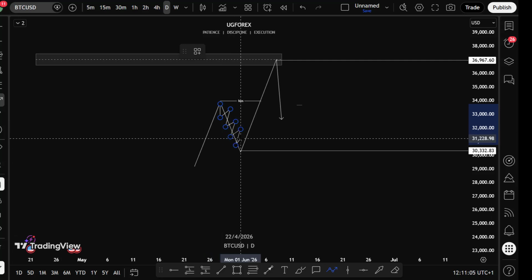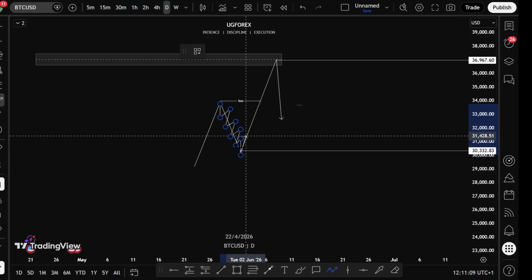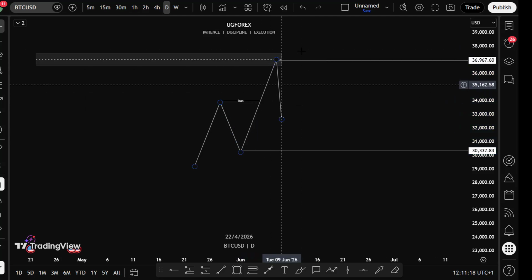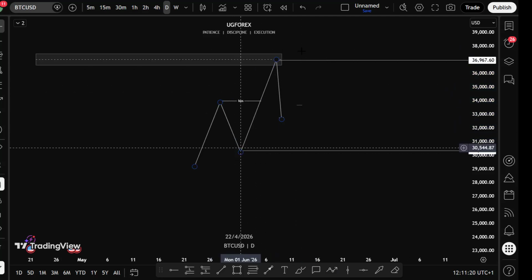So how do you now get your entries? You get your entries when those lower time frame trends shift in character, give you inducement, and then you take the POI closest to the inducement for a buy to the upside. So in summary, what I'm saying here is this market will always move in trends.